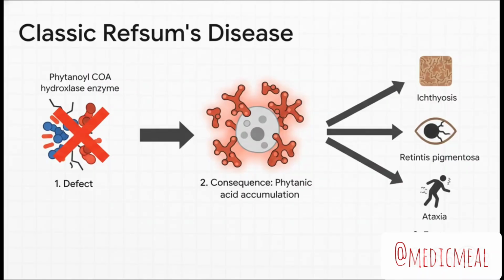So what happens when this specific pathway goes wrong? That's when we see a condition called classic Refsum's disease. It's caused by a defect in a single enzyme, phytanoyl-CoA hydroxylase. Without it, you can't perform alpha oxidation, and you get this toxic buildup of phytanic acid. Clinically, this leads to a whole host of problems like ichthyosis, retinitis pigmentosa, vision loss, peripheral neuropathy, and ataxia.